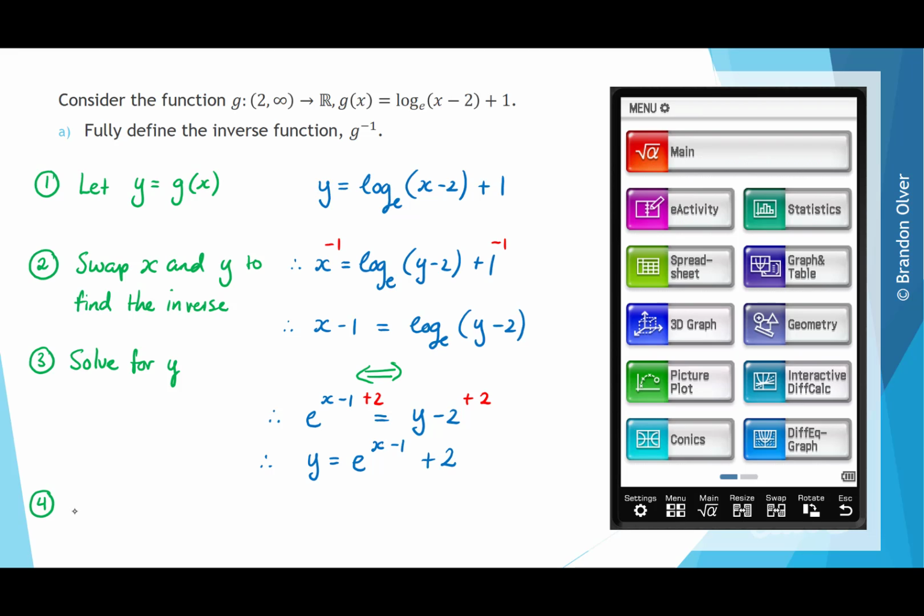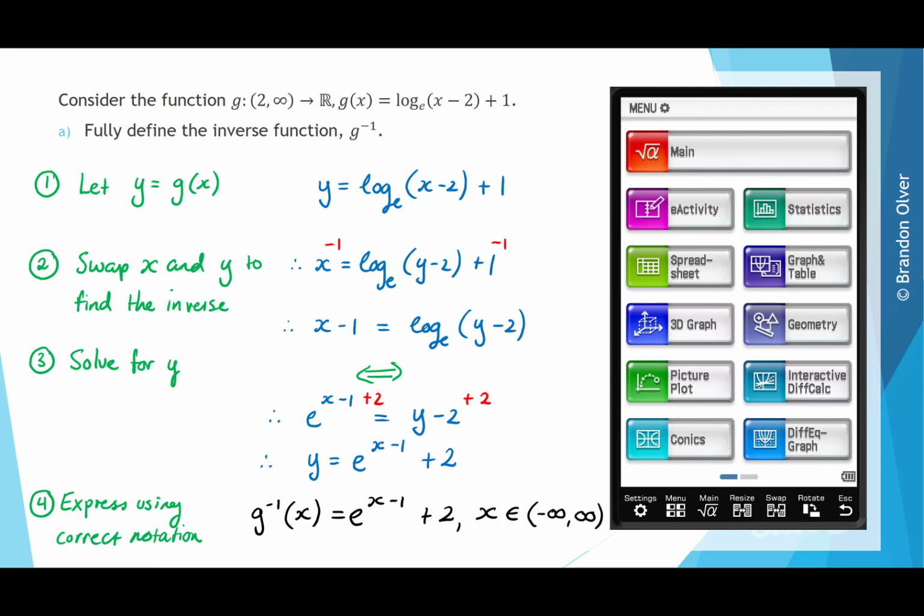The final thing we need to do is express this using the correct notation. And the correct notation is g inverse of x instead of y is equal to e to the power of x minus 1 plus 2. And we're going to have the domain as well for x as an element of, because when we fully define an inverse function, we need a rule and a domain. And the domain of the inverse function will be equal to the range of the original function. And the range of a log graph is simply all real numbers. So this is going to be for x as an element of negative infinity to positive infinity. So that's the fully defined inverse function for g.